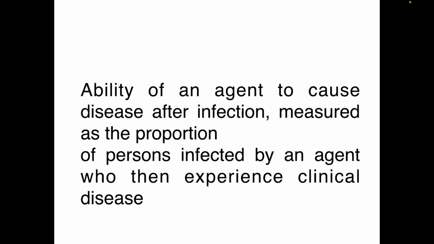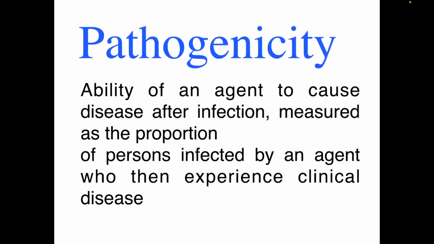Now, the ability of an agent to cause disease after infection, measured as the proportion of persons infected by an agent who then experience clinical disease, is pathogenicity. Other examples of diseases which have a high infectivity are measles and chickenpox.